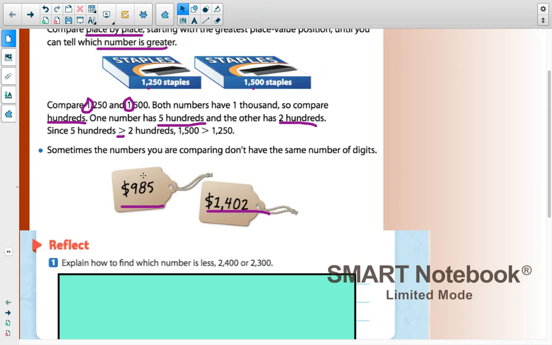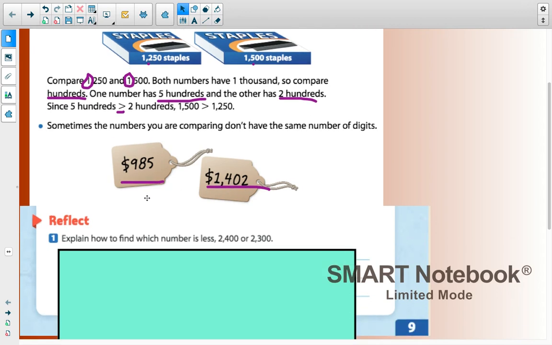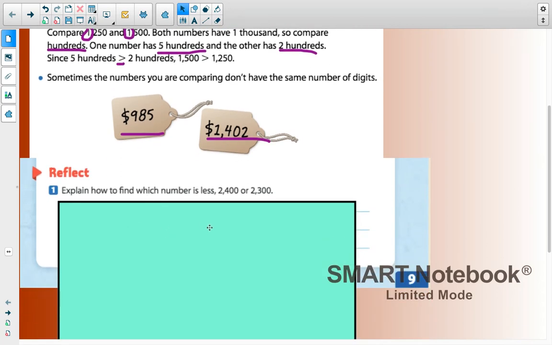Sometimes the numbers you are comparing don't have the same number of digits. In this case, this one goes out to the hundreds place, this one goes out to the thousands. So 1,402 and 985. Explain how to find which number is greater. In this situation, you start with the thousands place. Well, this number doesn't have 1,000, so that means that this number is greater, 1,400.